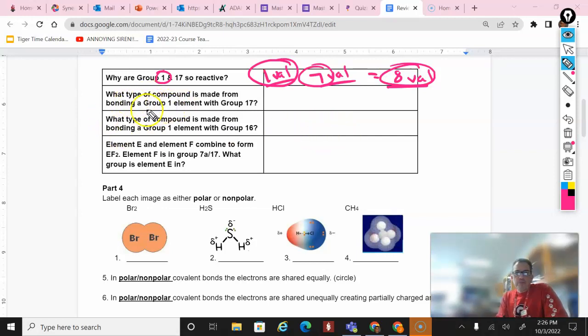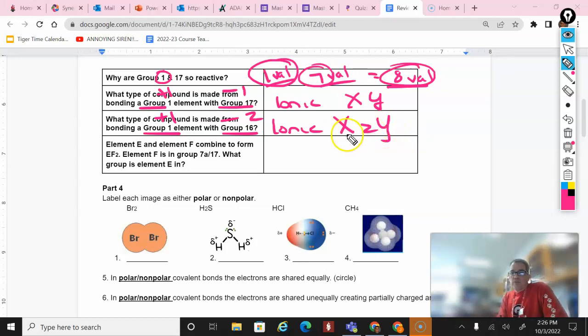What type of compound is made if we go from group 1 to group 17? That's going to be ionic. We would also have a formula that looks like this. There'd be 1 of each because of +1, -1. If we had group 1 and group 16, this would also be ionic. It would look a little different because group 1 would still be +1, group 16 would be -2. So the general form would be X2Y. In other words, we need 2 of the metals and we need 1 of the nonmetals.